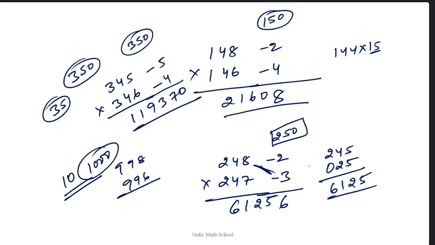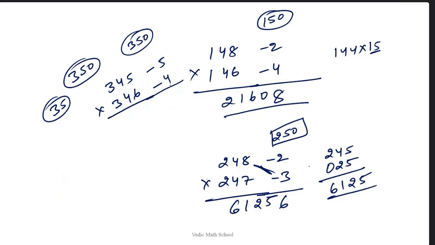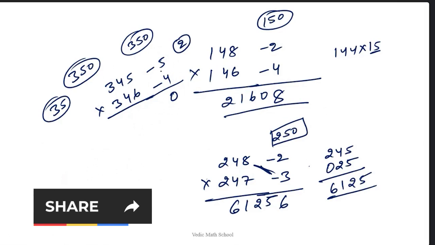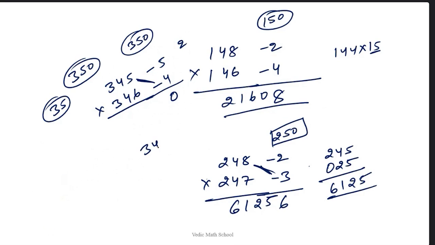Okay. 345, 346. Can you tell once again? Minus 5, minus 4. 5 fours are 20, so I'm writing 0. 2 is a carryover because only one digit will be written down. Now, 345 minus 4 is 341, multiply with 35. Okay. In the case of 70, our multiplying factor is 7. In the case of 90, our multiplying factor is 9. In the case of 100, our multiplying factor is 10.